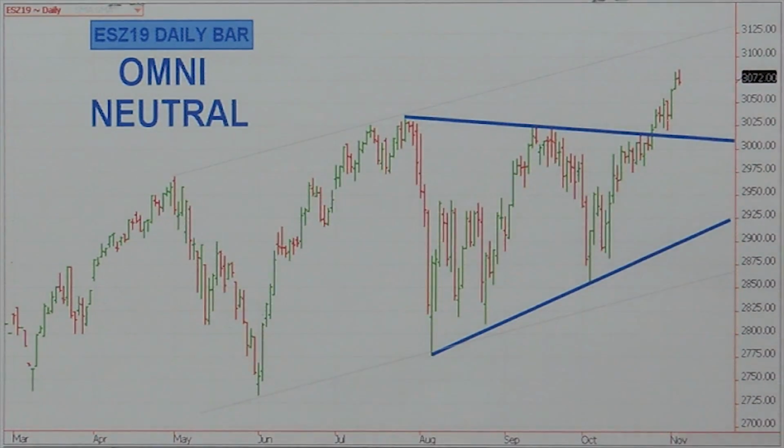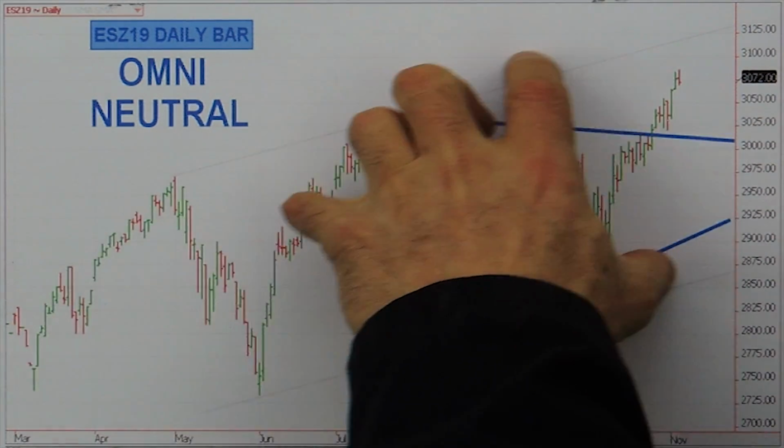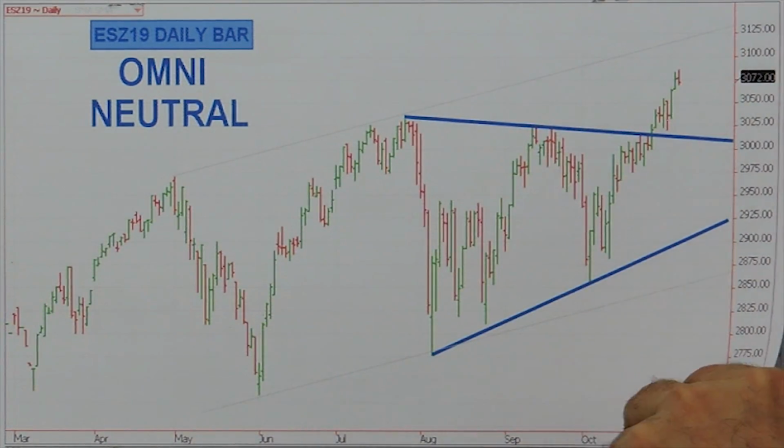Omni has gone neutral, but the chart doesn't look terrible. I mean, I can understand it backing off from here, and I can understand it rallying from here. So a neutral is what it is. That's your E-mini S&P, but the structure is still strong.